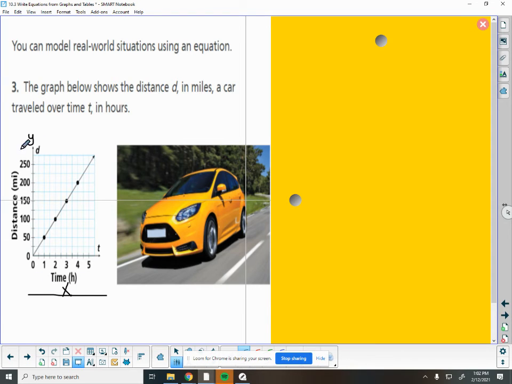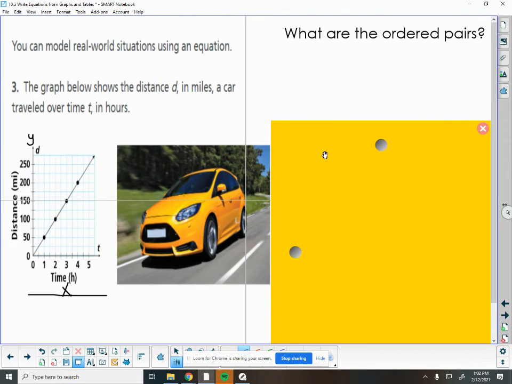So this is our answer here. Whatever we do here gives us our answer of y. So let's take a look at this graph. It looks like if they spent 1 hour in the car, they went 50 miles. So let's go ahead and list all of these ordered pairs here. The first one is 1 hour, 50 miles. So see if you can finish listing the other 3 ordered pairs that are given here.